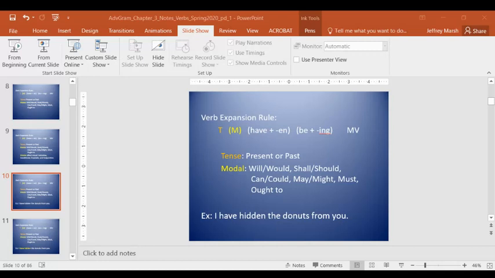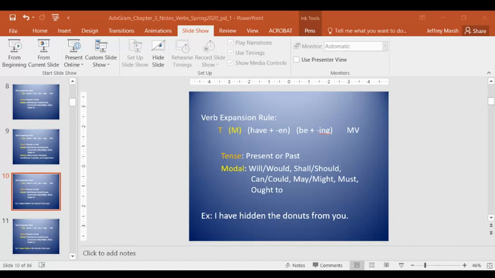The first thing I want to notice is that T means tense, and I can only have a present or a past tense. Make sure you remember that. There's only a present or a past. The tense is always defined by the very first word. It has nothing to do with the word "hidden," and everything to do with the word "have." You might make a note of this: "have" and "has" are present. "Had" is past.